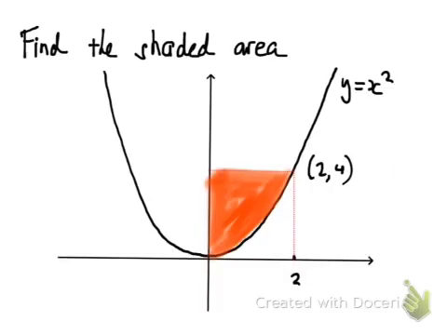This is an interesting question. It says find the shaded area. And you'll notice the shaded area isn't bound by the graph and the axis. Okay, it's in a different spot.